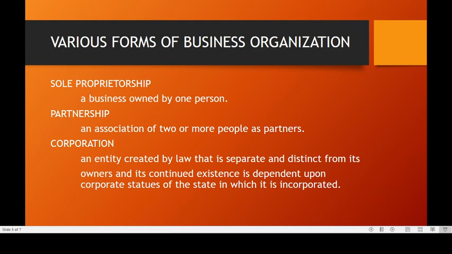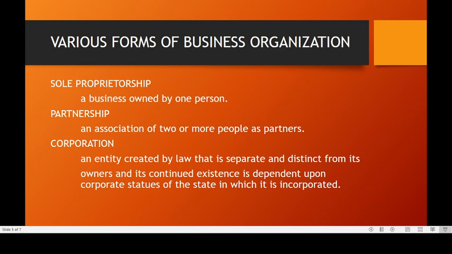Then, the last form of business organization is the corporation. What is a corporation? A corporation is also a judicial entity. However, its creation is provided by law, and it is separate and distinct from its owners. This means that you as a shareholder, you are an owner of a corporation, but your personality as shareholder is separate and distinct from the corporation. Its continued existence depends on the corporate statutes of the state in which it is incorporated.